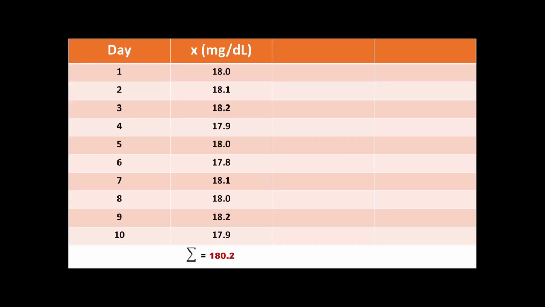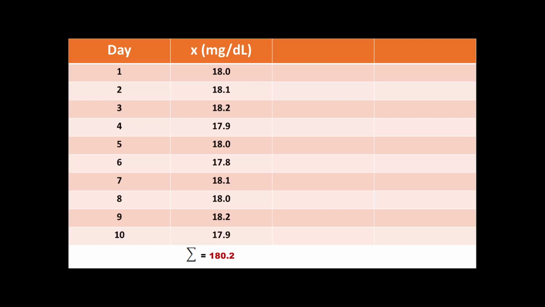This table shows the different control values that were obtained for 10 consecutive days. In order for us to get the reference ranges of these control values, we need first to compute for the mean and then the SD. And of course, to determine the precision of the assay, we also need to get the CV value.